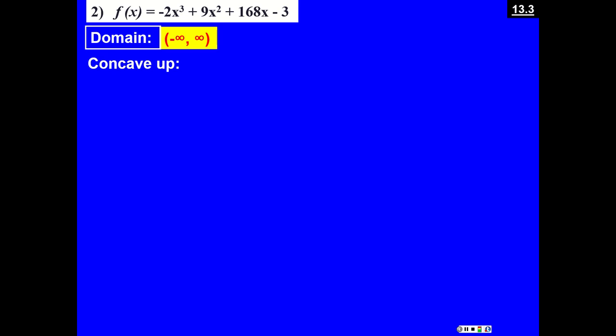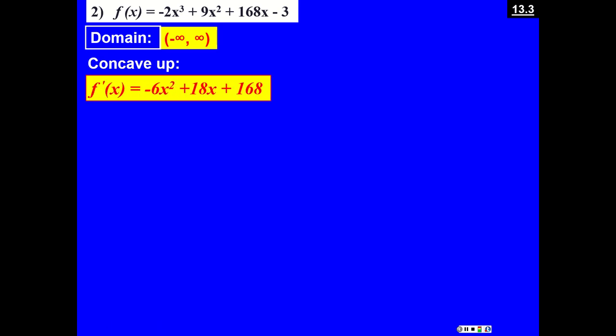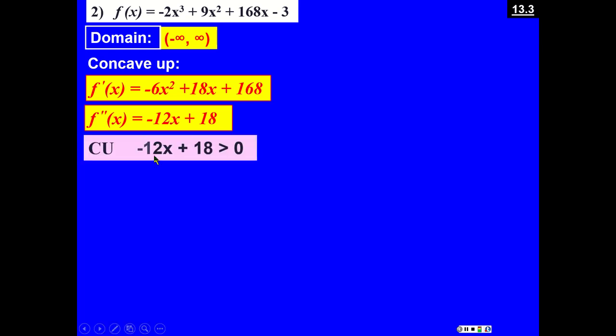For concave up, we need the second derivative. That means we are going to find the first derivative. That's going to be my first derivative. And then we are going to find the second derivative. Now, the easiest and best way to find the concavities: for concave up, you set the second derivative bigger than 0, not equal. Don't forget, just bigger. Solve for x.